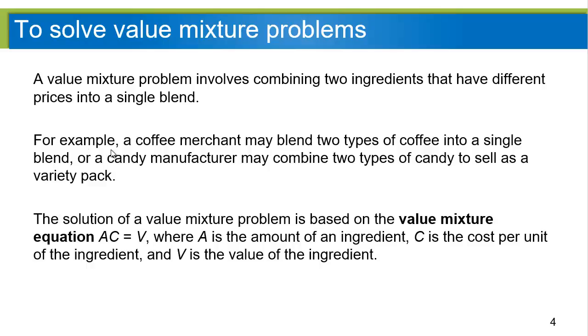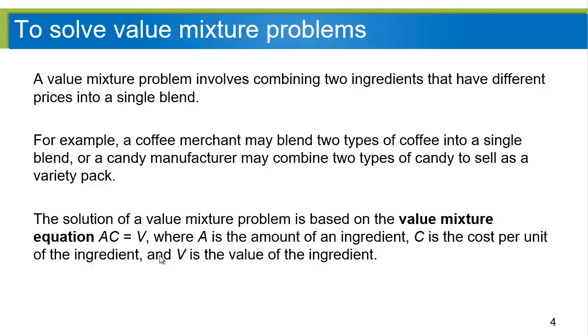For instance, we have a coffee merchant with two blends of coffee combined into a single blend, or a candy manufacturer who combines two types of candy that sell at different prices into a variety pack. The value of each of those types of candy or coffee is determined by the cost per unit, like the cost per pound, times how much we have of that thing. So when we're dealing with mixture problems, part of the equation is going to be the value of each piece, and that value is always how much you have times its price.